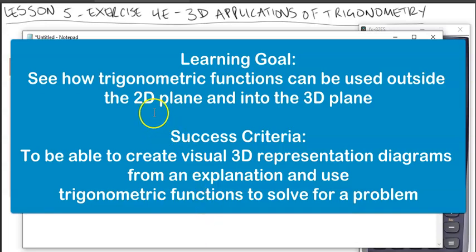The learning goal for this topic is to see how trigonometric functions can be used outside the 2D plane and into now the 3D plane. And the success criteria for this topic is to be able to create visual 3D representation diagrams from an explanation and use trigonometric functions to solve for a problem.